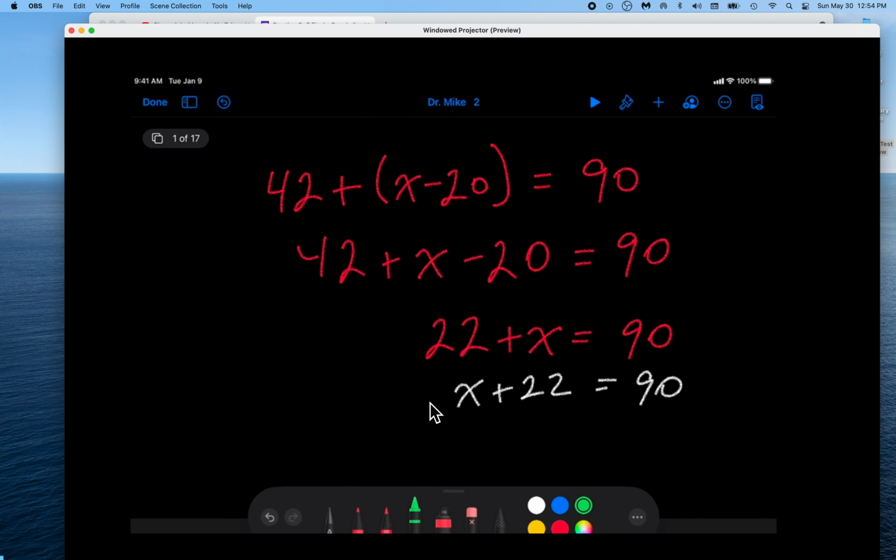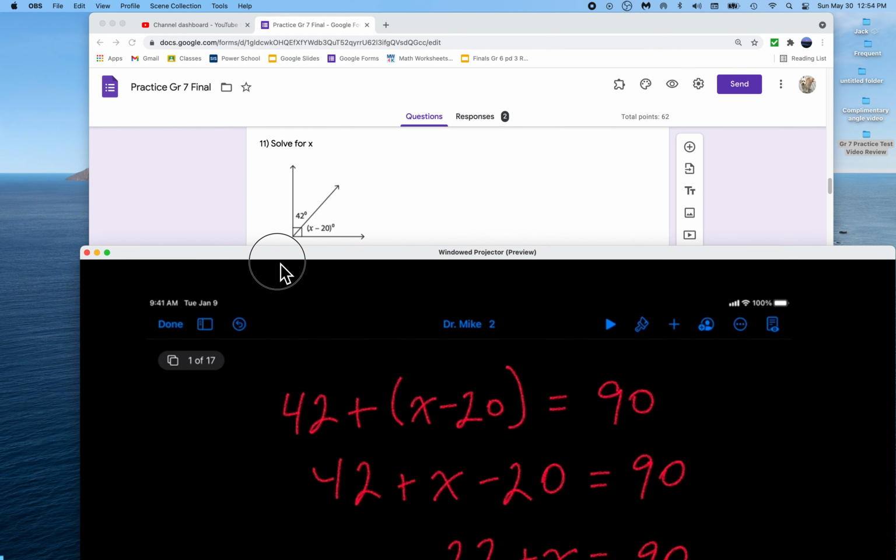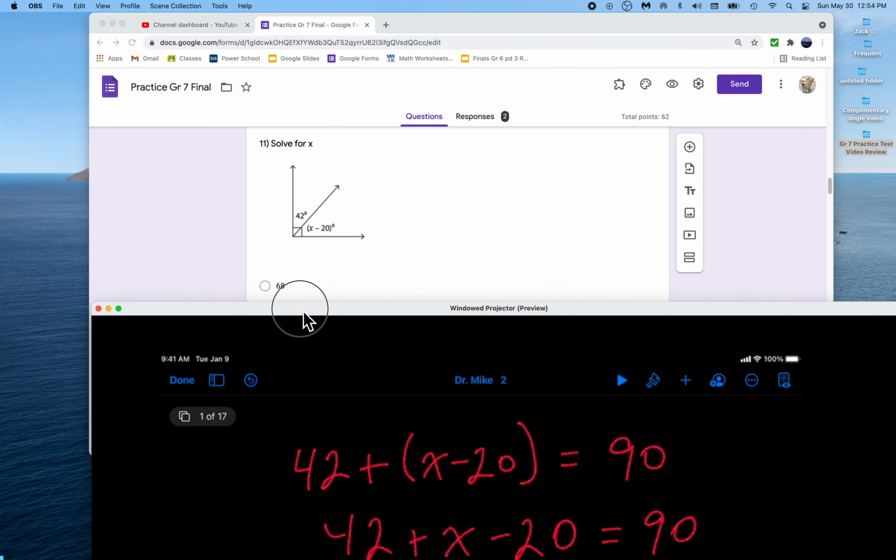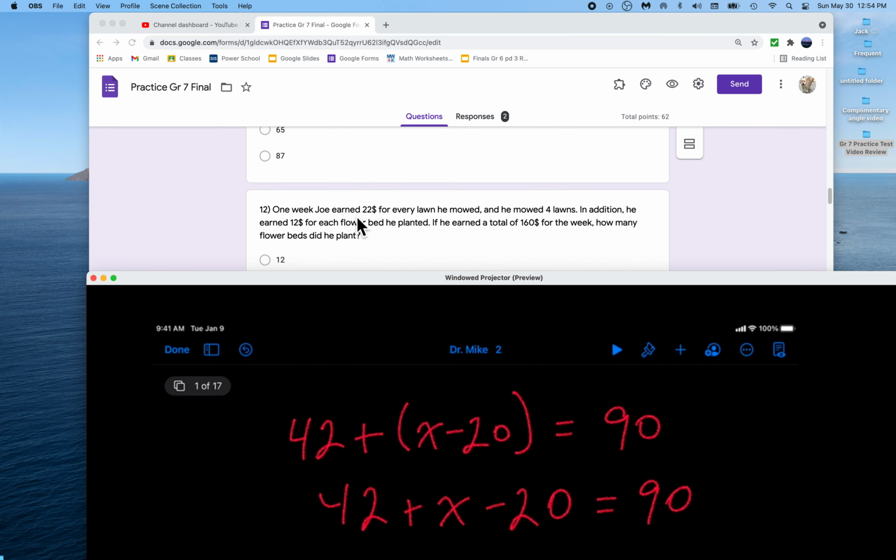And then it's clear to get rid of that neighbor, you subtract 22. We have to do the same thing on the opposite side in order to protect the integrity of that all-important equal sign. Plus 22 and minus 22 cancel out, and you're left with x equals 68 degrees. First choice. Okay, let's see what's next.